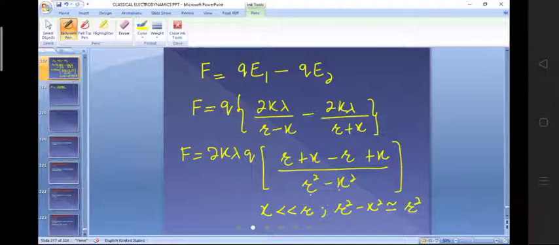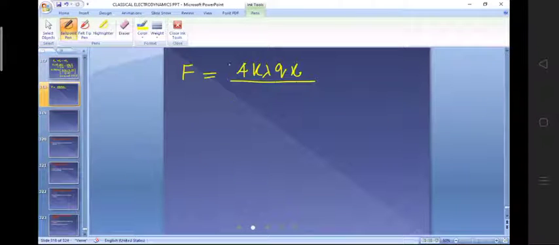Now x is very small compared to r, so it means that x square will be even smaller compared to r square. So safely I can neglect this x square compared to r square. Suppose x is 1 millimeter and r is a few meters. Obviously 1 millimeter square is very small compared to 1 meter square. So in the denominator we're left with only r square. Now obviously this is a function of x, that's what we want. It's a linear function of x.